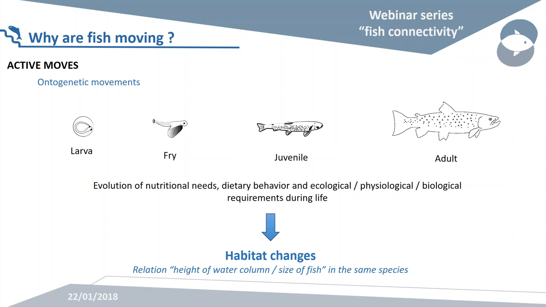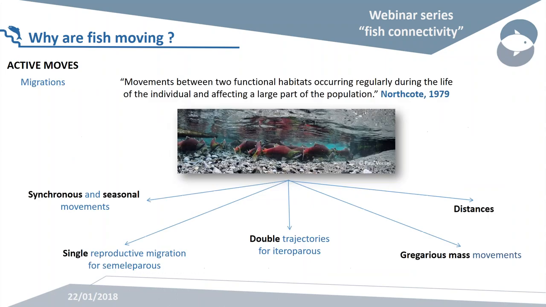And the last big category is migrations. So this is a really important one. And we can read this definition from Northcote: migration is movements between two functional habitats, occurring regularly during the life of the individual and affecting a large part of the population. So that's the big difference with all the other types of active movements.